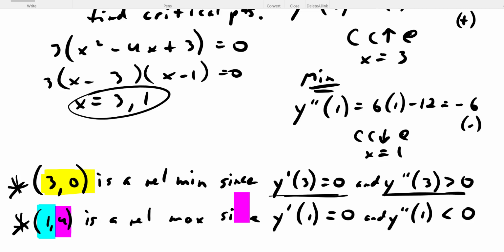All right, so that's it, math fans. A little graphing calculator, a little second derivative test, and that's it.